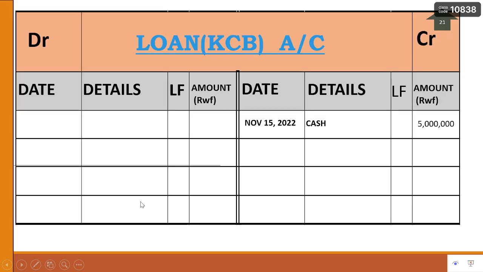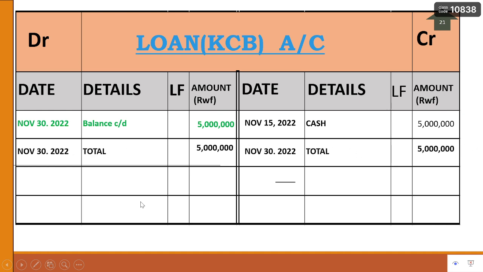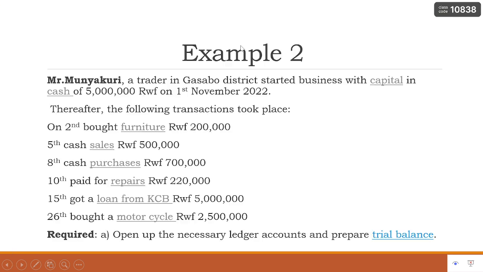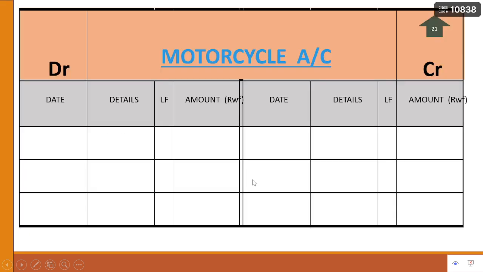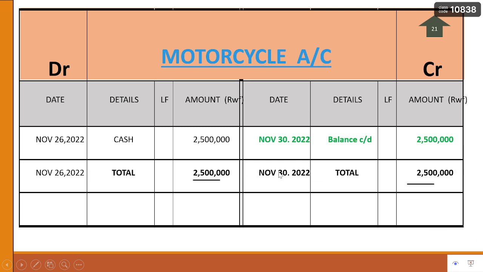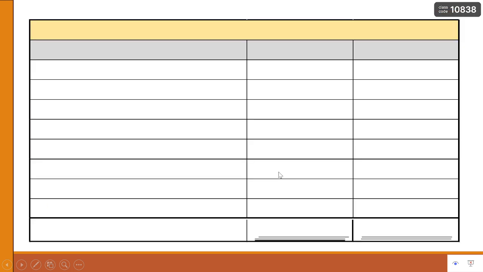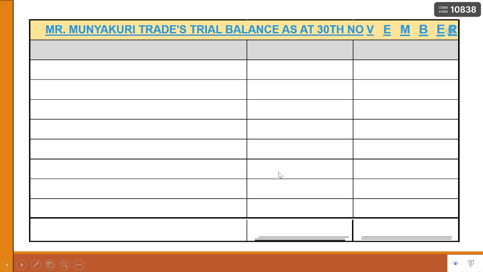After repairs, we go to the loan account. We balance it off to get the balance to take to the trial balance. The balance carried down is 5 million on the debit. We compute the totals. Then the balance brought down is this. After this, we go to the motorcycle account. We also balance it off, and the balance comes to the debit because it is an asset. After all this, we are going to prepare the trial balance.